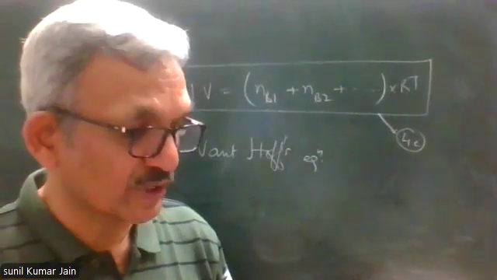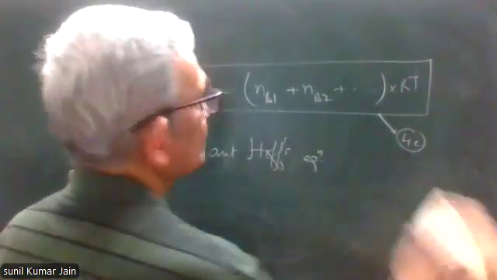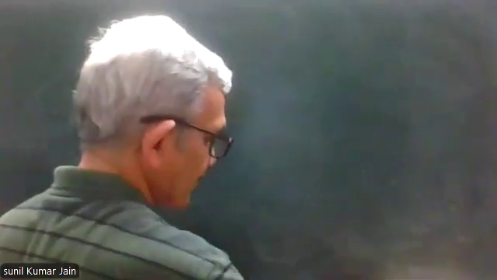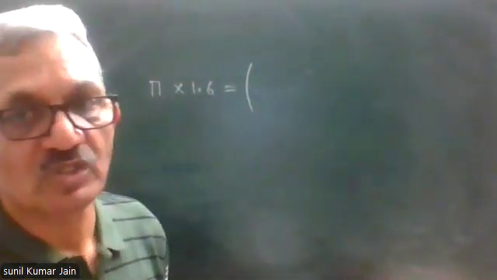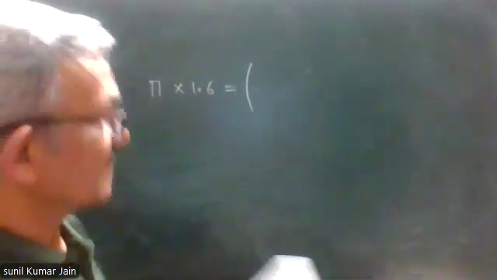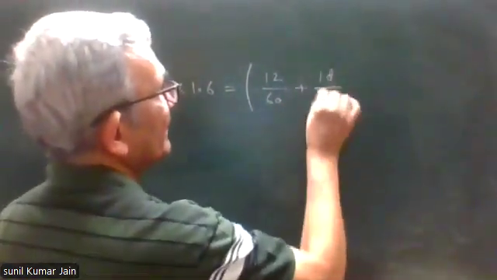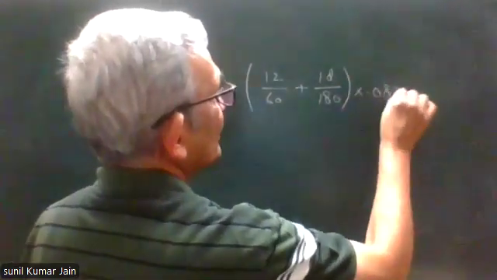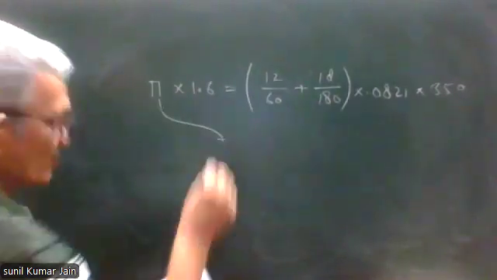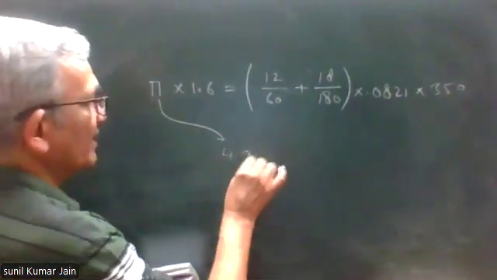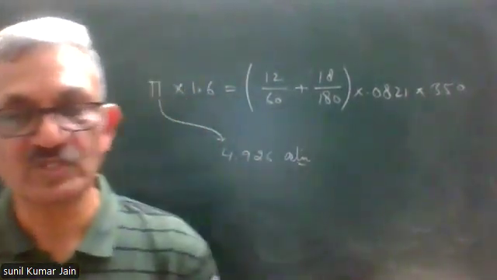Numerical is: 1.6 liters of a solution contains 12 grams of urea and 18 grams of glucose. Calculate OP at 47 degrees centigrade. Pi we have to calculate. Volume is 1.6 liters. Number of moles of both the solutes will be added. One solute is 12 grams of urea, 12 by 60. Second solute is 18 grams of glucose, 18 divided by 180, into R into temperature. 47 will be 320 Kelvin. This will give you the answer. This will be 4.926 atmosphere.